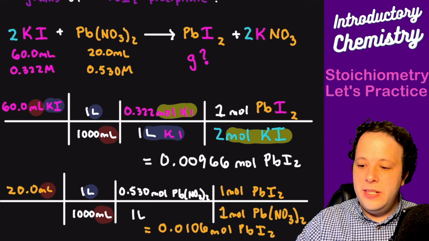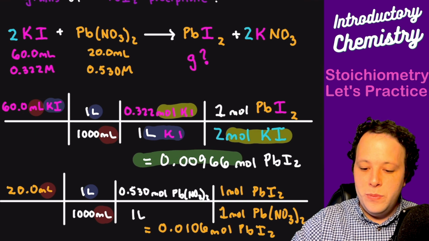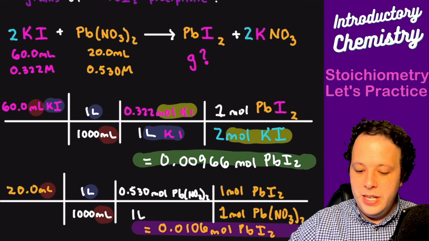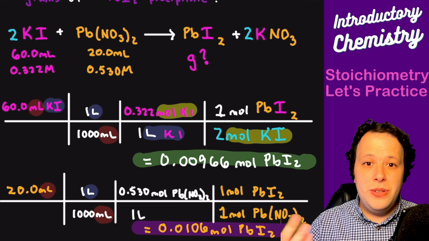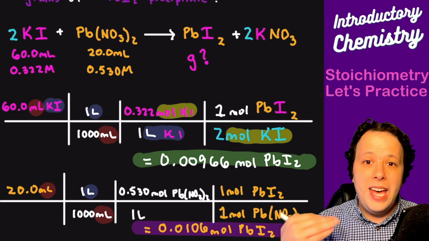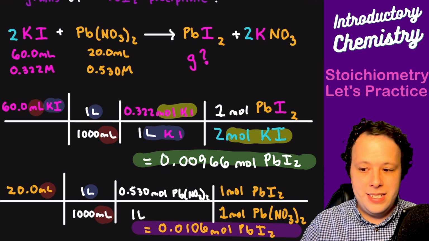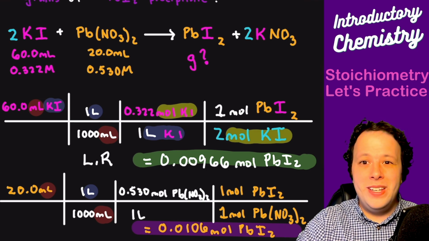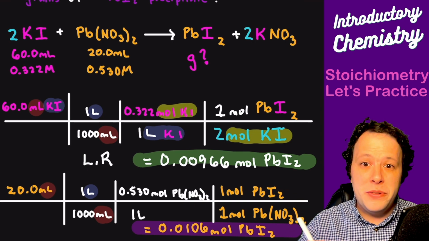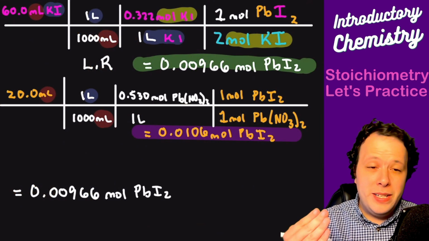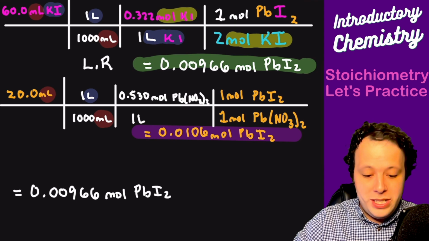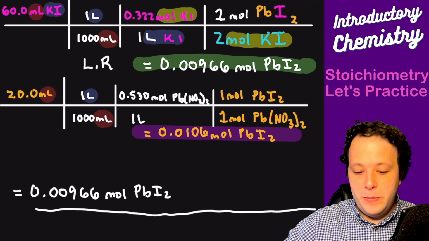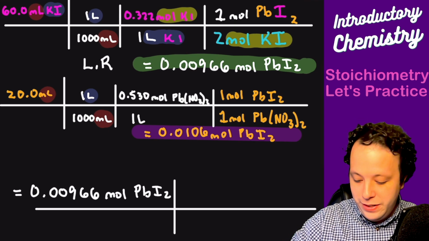And now we're going to compare essentially the 2 mole values we got. The one that's in green here versus the one that's in purple, and which one is smaller out of the 2. And you can see that the top one, when KI was fully used, made less. So this is your limiting reagent in this problem. So we're going to use this to calculate how much mass we had. Being that we only made about 0.00966 moles of lead iodide, we would use the molar mass of lead iodide to do the final conversion.